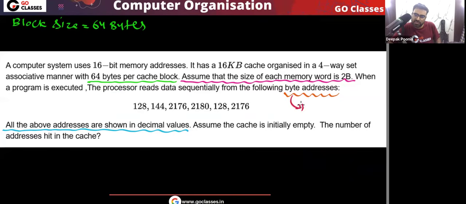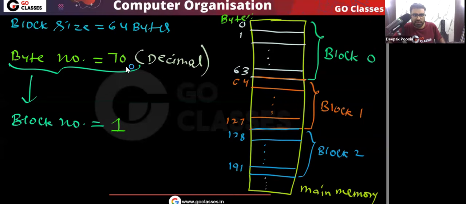And byte address simply means main memory address. I can also say that this is basically the main memory address, and these are given to you in decimal. So you tell me, if the byte number is 70, meaning the byte address is 70 in decimal, then to which block does it belong? That will be block number 1.